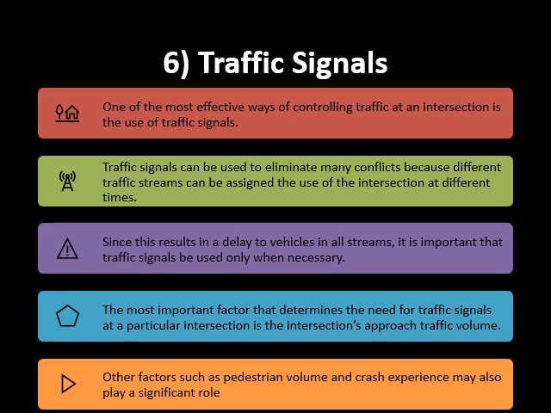Then the last type of intersection control device is a signal. It is considered the most effective way of controlling the intersection. Why? Because with the signal, you are not leaving anything for the driver. You are telling the driver when to slow down, when to move and when to stop. So basically you are controlling everything that a driver can do while approaching the intersection. That's why it's considered the most effective way, because nothing is left to the judgment of the driver.